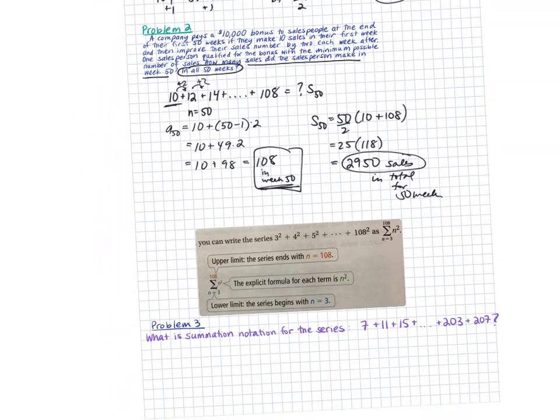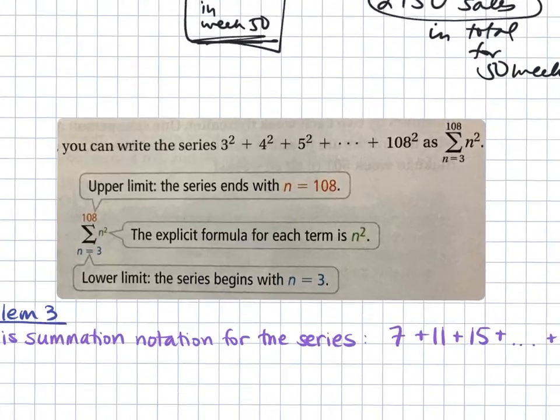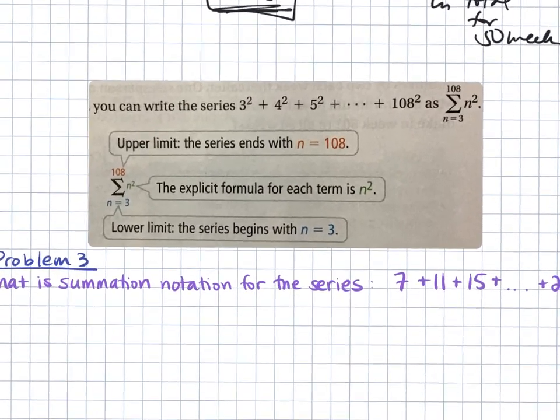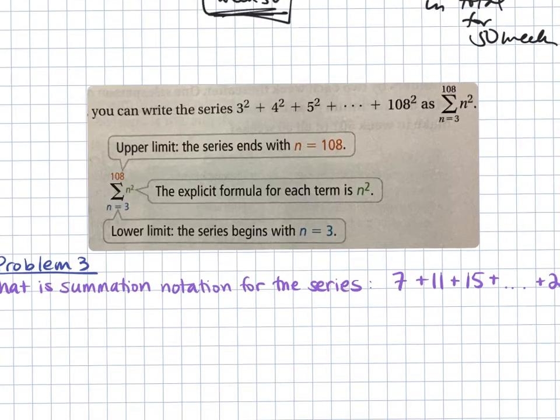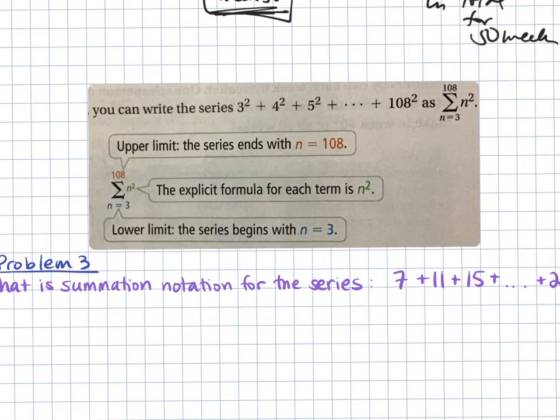All right, moving on. This is going to be called series notation. If we have this series here that starts 3 squared plus 4 squared plus 5 squared plus blah, blah, blah, all the way to 108 squared, you can actually write this in series notation. This big weird looking E thing is a Greek S, so that means sum.